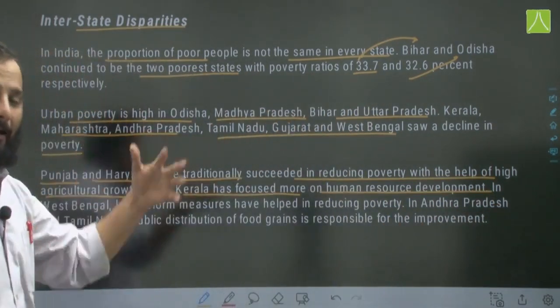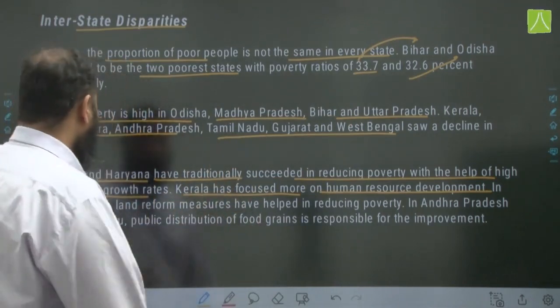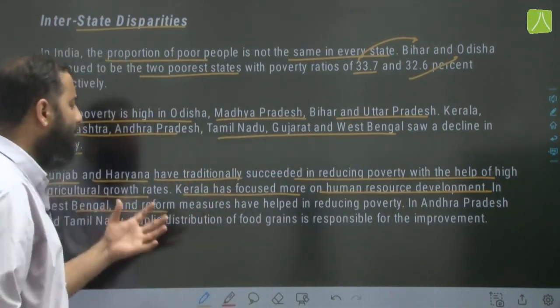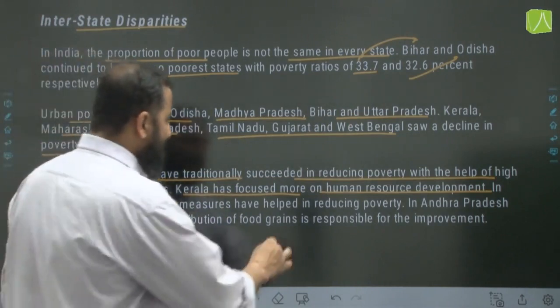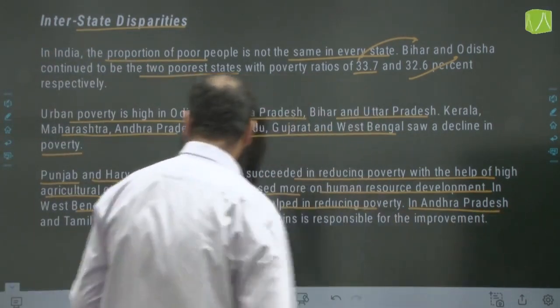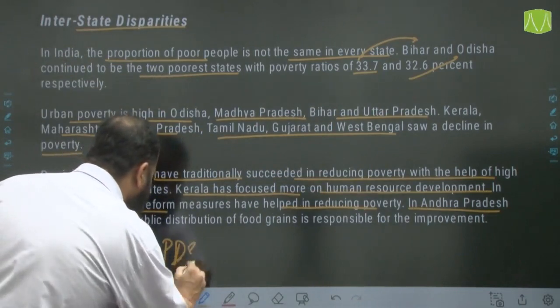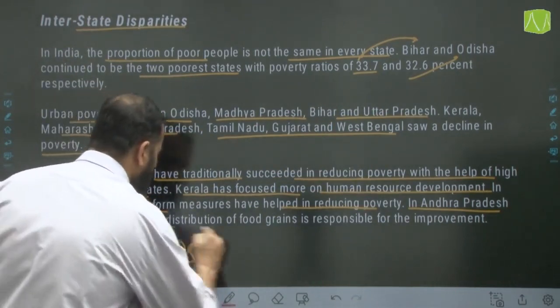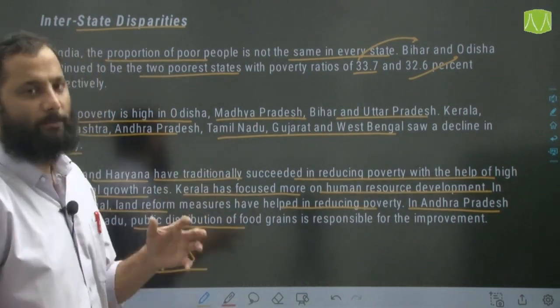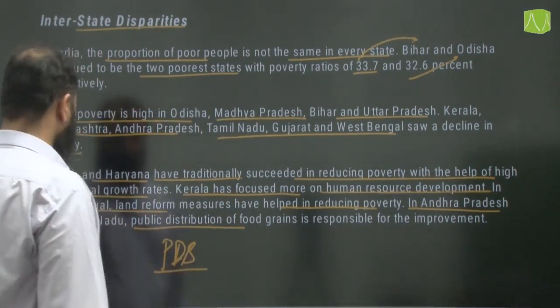In West Bengal, land reform movements have played a significant role in reducing poverty. Similarly, in Andhra Pradesh and Tamil Nadu, the public distribution system, that is PDS, has helped in reducing poverty levels. Public distribution of food grains is responsible for the improvement.